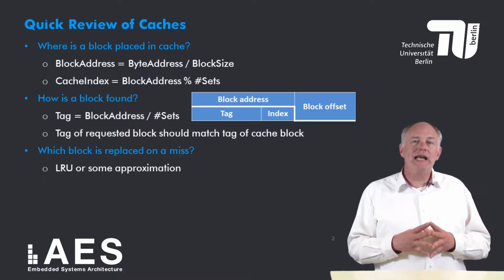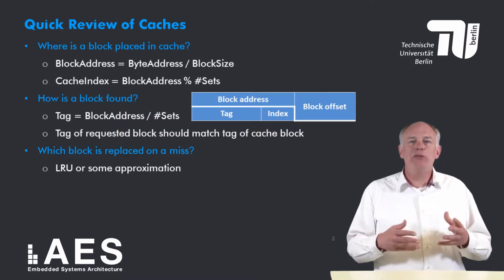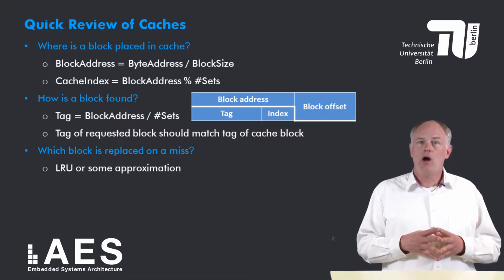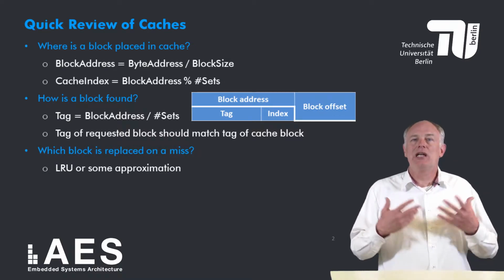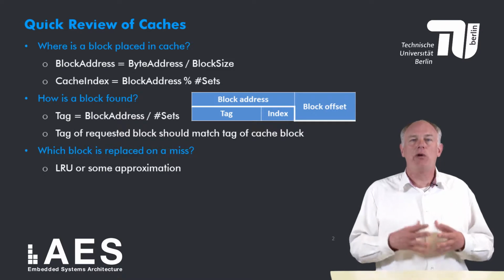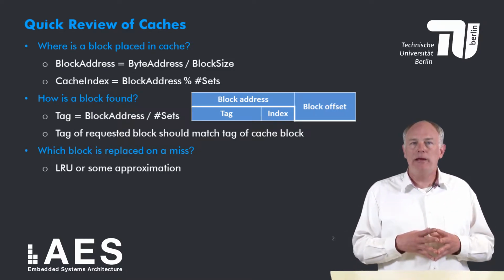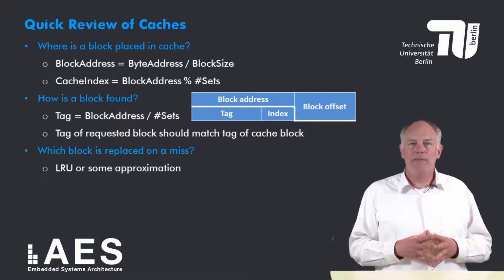The third question is, which block do we replace when we have a miss and all blocks in the set are occupied? Almost all processors use least recently used or some approximation of it, since real LRU is costly to implement when the associativity is high.